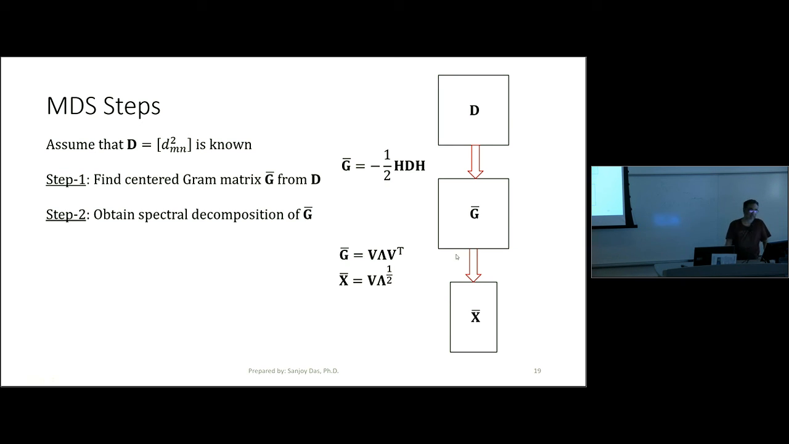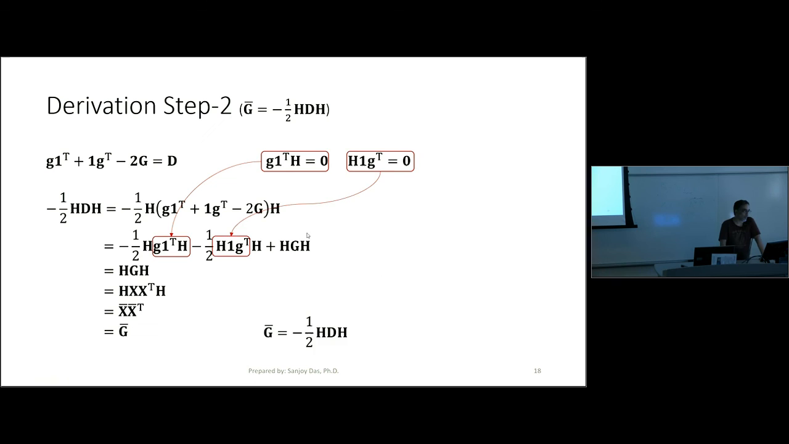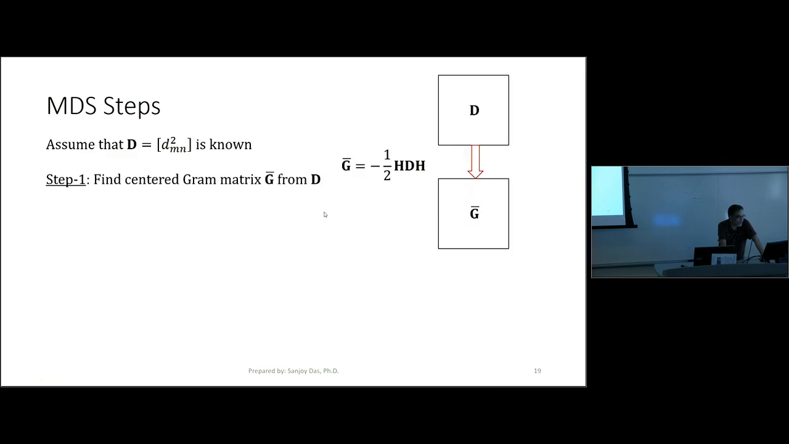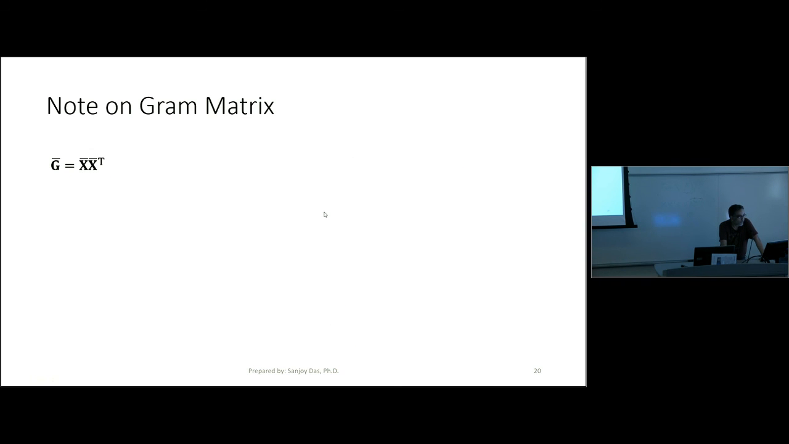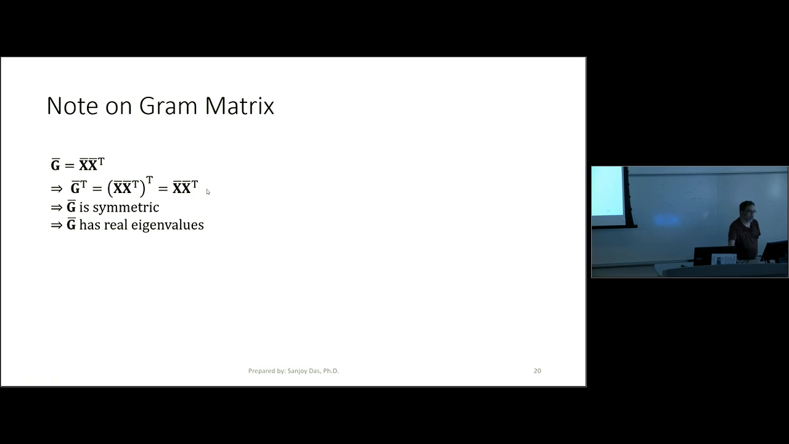Now, I said that this was positive definite. Okay, now let's look at the Gram matrix again. Actually, a note on the Gram matrix: I'm using by default the centered Gram matrix. So G bar is X bar X bar transpose. So G bar transpose is X bar X bar transpose, which shows that G bar is symmetric. So it has real eigenvalues.